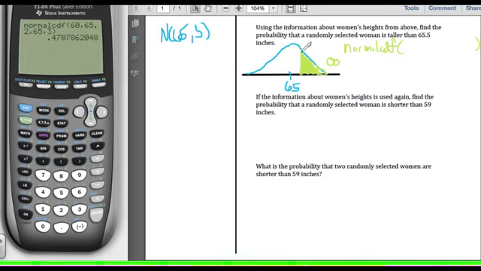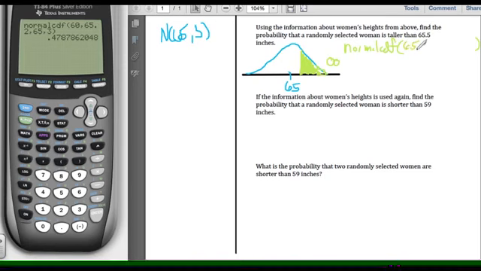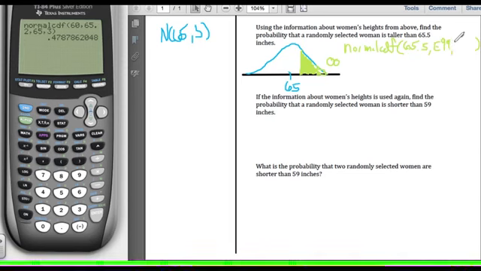My left bound, my shading starts at this 65.5. My shading goes all the way up the left-hand side, all the way up the right-hand side of the normal distribution, all the way up to infinity. There's no infinity button on the calculator. The highest number your calculator can take is 10 to the 99th. I'm going to put in E99. I'll show you how to do that shortly. The mean was 65, and the standard deviation was 3.